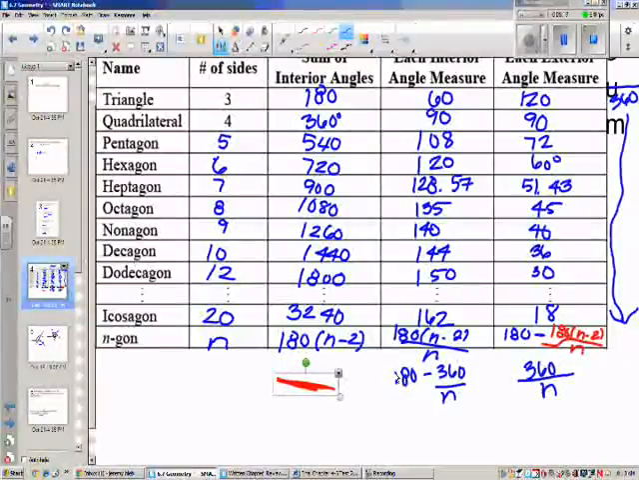So if you look here, we have two formulas. We have 180 subtract the quantity n minus 2 over n for the interior, and we have 180 subtract 360 over n. This one's a little easier because there's only one n, and this one is a little easier for the exterior because we don't have this big long mess up here. Right, so just remember that all exterior angles of a regular polygon sum to 360.